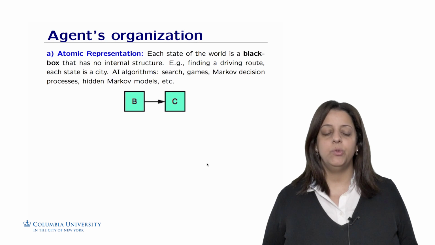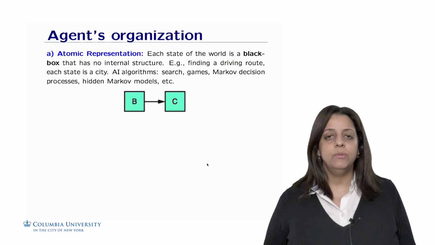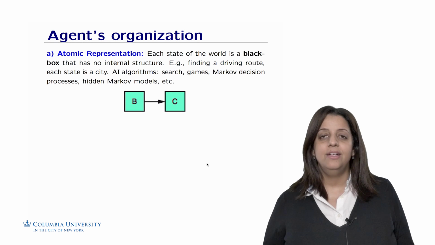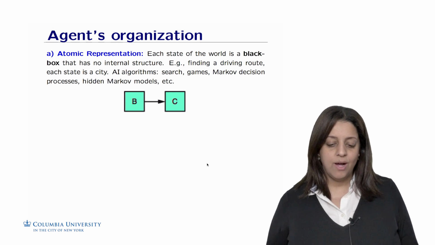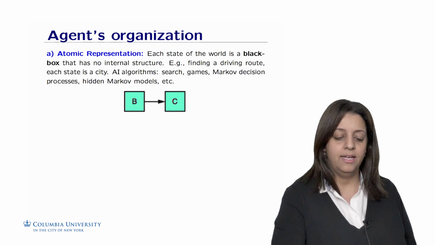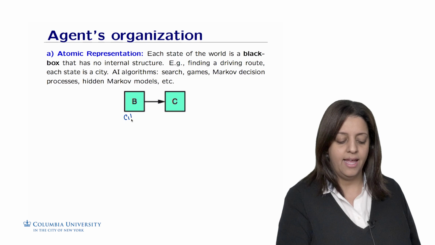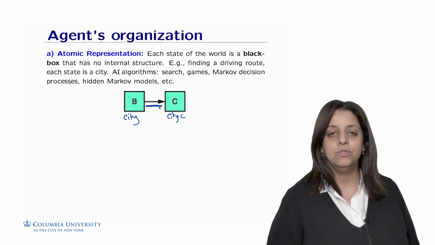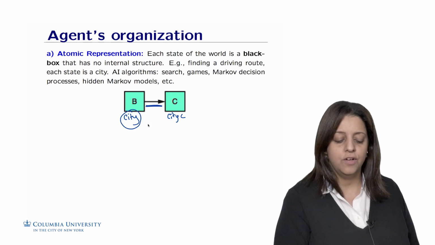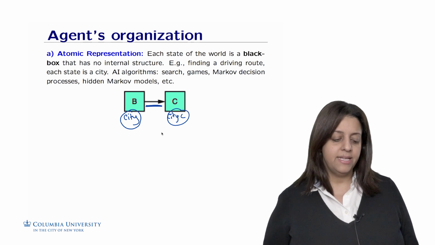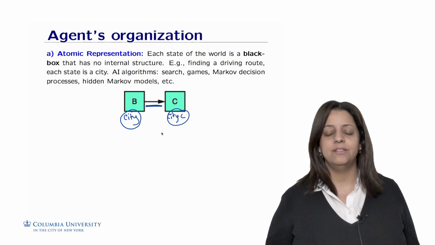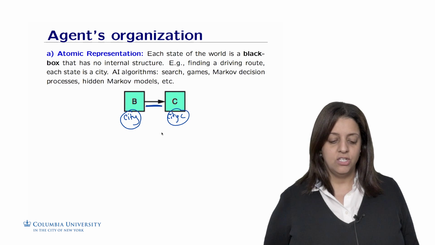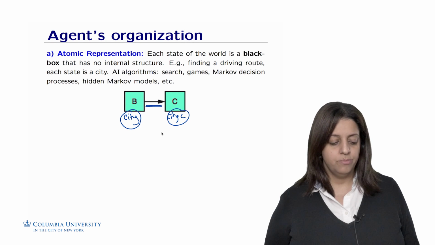Agent internal states can be represented in different ways. We have the atomic representation, in which each state of the world is a black box that has no internal structure. For example, finding a driving route, where each city constitutes a state. Suppose we are in city A, city B, and we want to go to city C. What we want to find is the route between the two, and we don't care about the internal structure of city B and of city C. So we're going to just consider these as black boxes, and all we want is to go from one state to another. AI algorithms that leverage this kind of representation are search, games, Markov decision processes, hidden Markov models, etc.